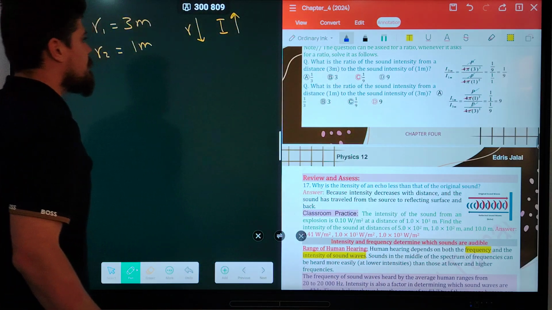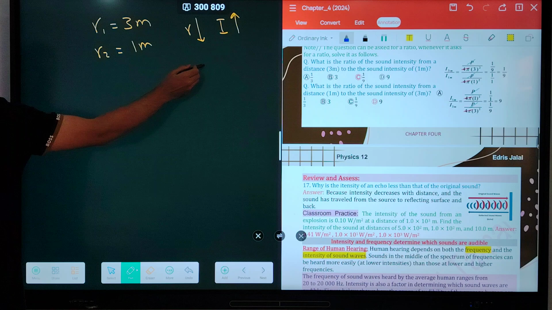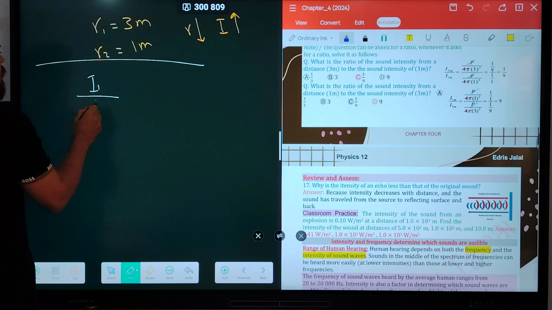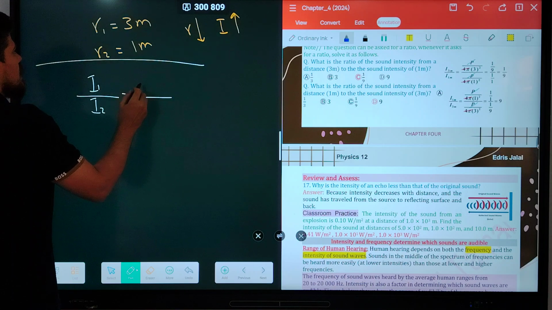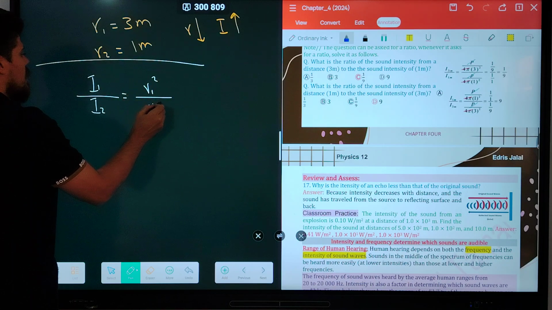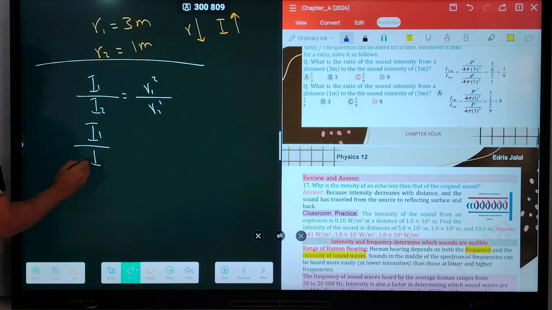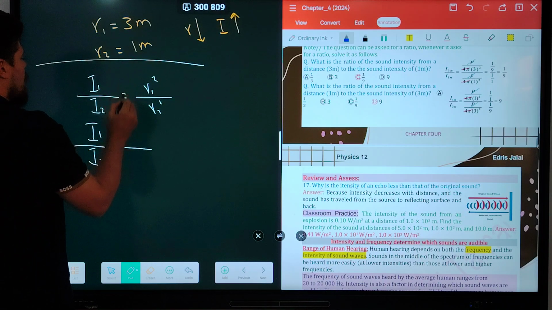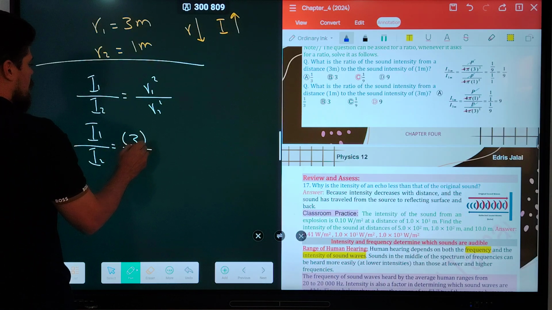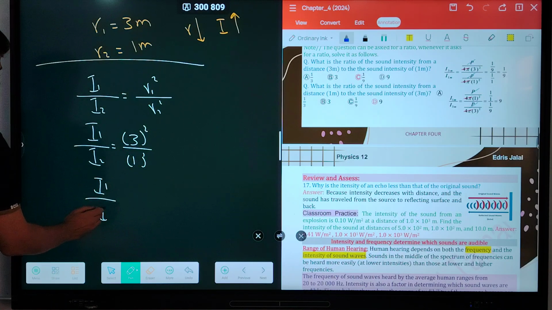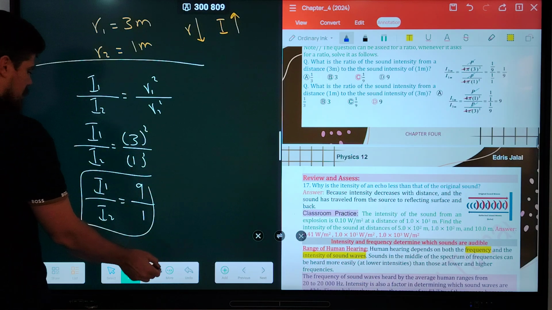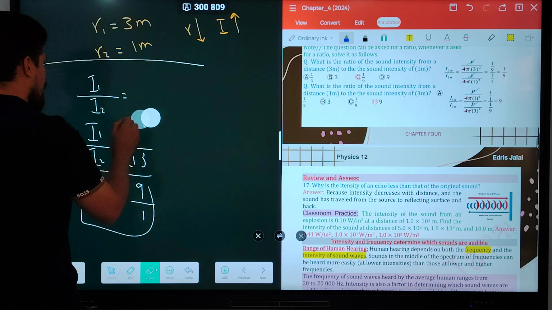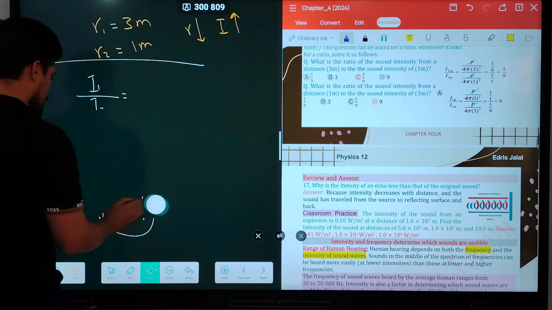How can we solve this ratio, guys? We have to find the ratio I1 over I2, which is equal to R1 squared over R2 squared. The ratio I1 over I2 is equal to R1, 3 meters squared, over R2 squared. I1 over I2 is equal to 9 over... sorry, I made a mistake. Not like that.